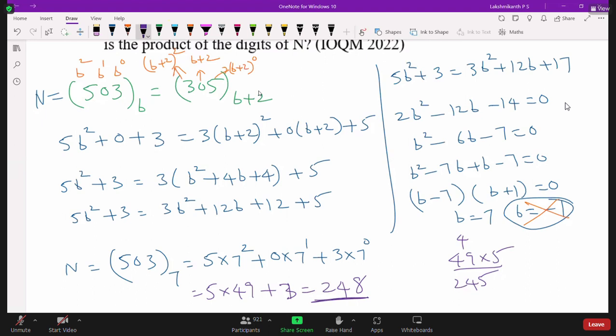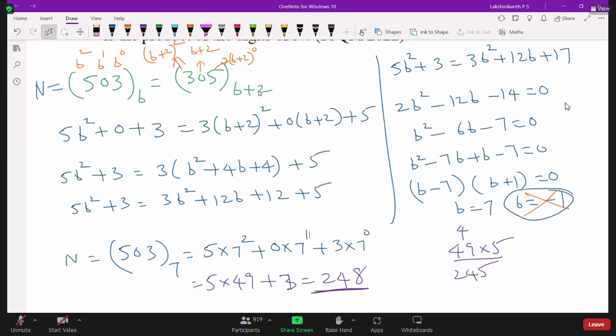So now they are asking, what is the product of digits? 248 means, so 64 you will get. So 8 into 4, 32. 32 into 2 is 64. So this is the answer.